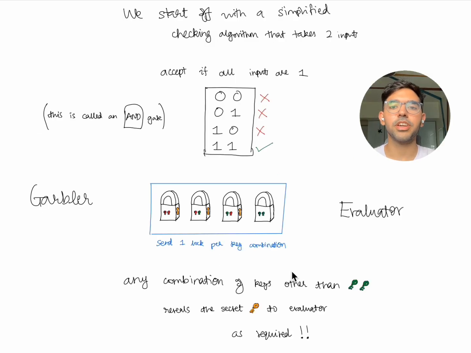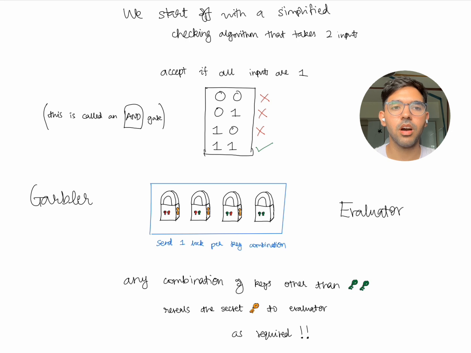We'll start off with a simple checking algorithm that takes as input two bits and checks whether both are true, or one. We can think of a Glock as a lock with multiple keyholes that possibly holds another key inside it. The garbler sends four Glocks out here. Each of these Glocks can be opened by a different input key combination. So the evaluator will only be able to unlock one of them based on the input keys that he receives.